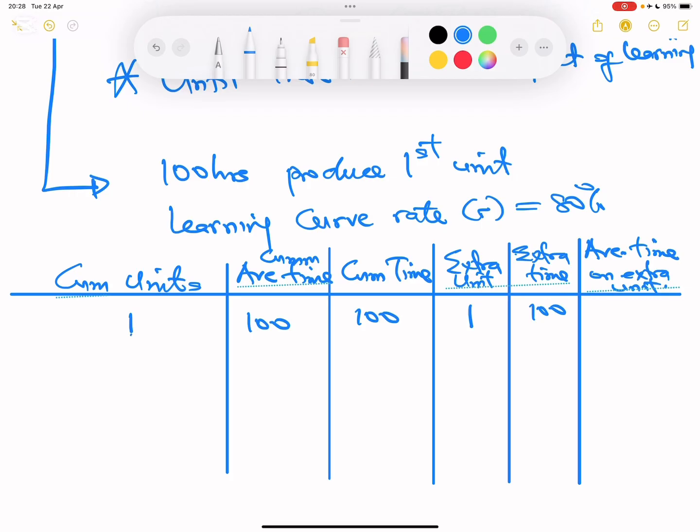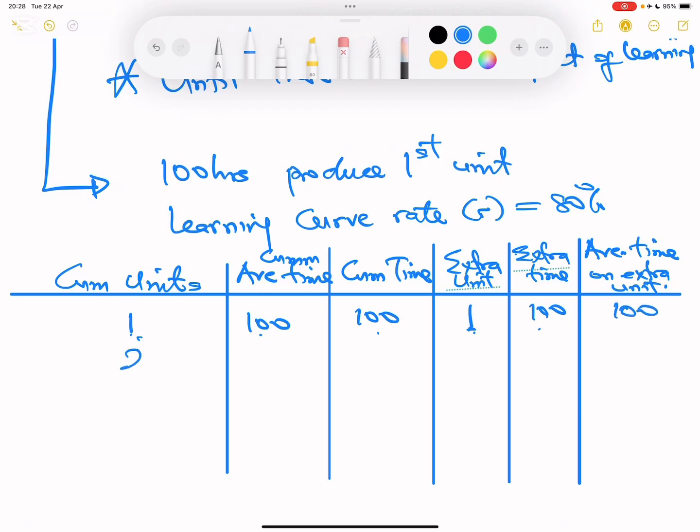So we said the first unit is going to take 100 hours. Which means the cumulative time to produce that will be 100 times 1, and that is 100. The extra unit we're talking about is 1, and the extra time taken is 100. And the average time for that extra unit is 100 divided by 1, and that will be 100.